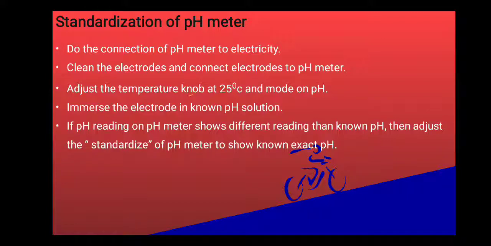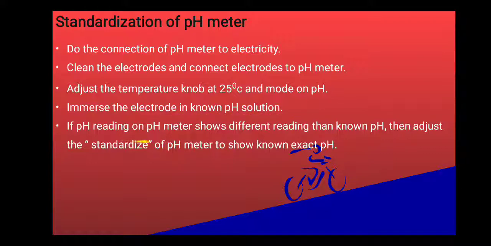So how is this process carried out for standardization of the pH meter? These are the simple steps. First, connect the pH meter to the electricity. Clean the electrodes and connect the electrodes to the pH meter. Adjust the temperature knob at 25. We say that 25 degrees centigrade is the normal temperature. Then immerse the electrode into the known pH solution.